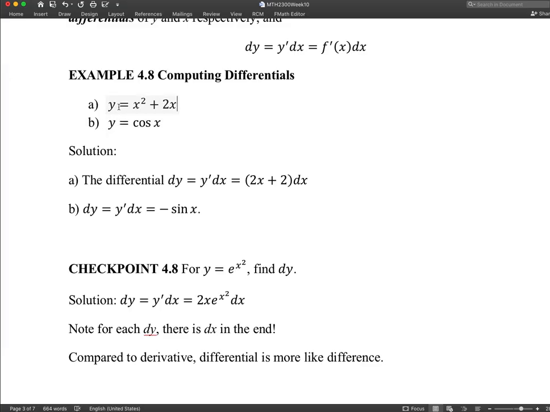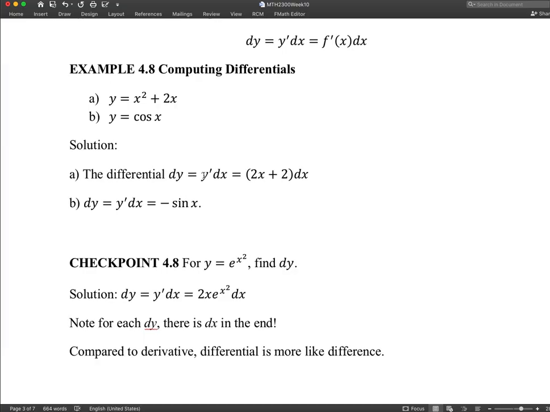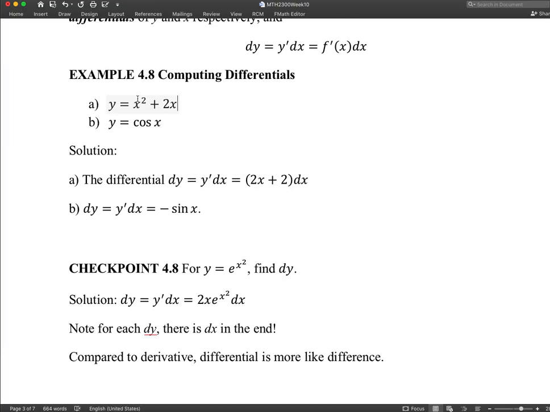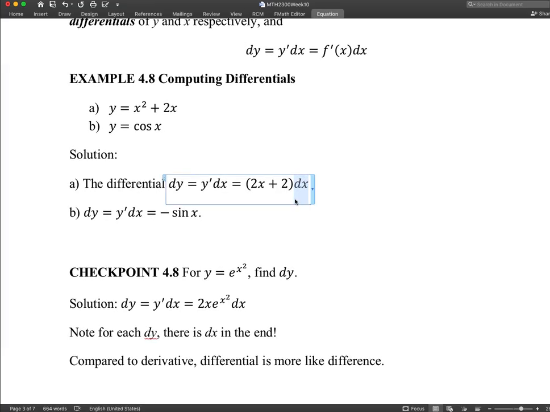For part A, y is x squared plus 2x. So dy is y prime times dx. Y prime is 2x plus 2. So dy is (2x plus 2) times dx. Do consider this times, okay? When you consider multiplication, you cannot drop any part. So this dx just stays there.